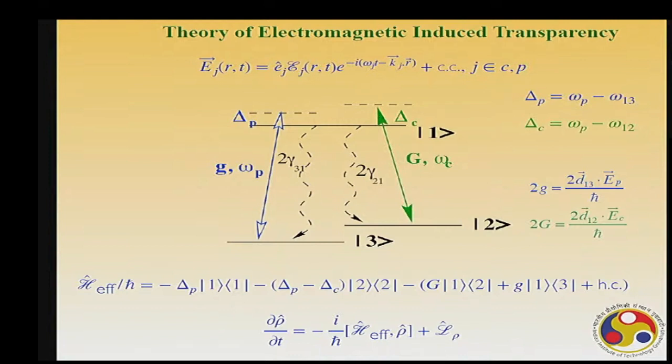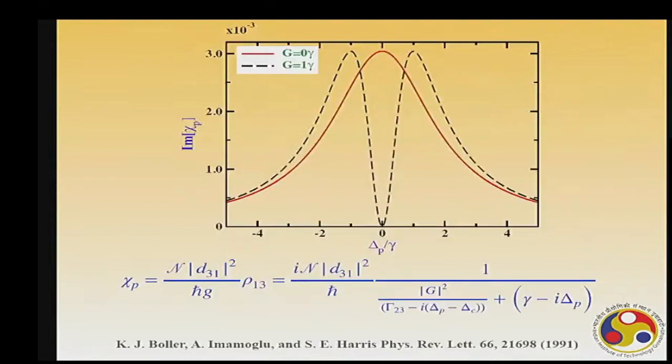You can see this susceptibility behavior: when the control field is not there, it behaves like a two-level system. But in the presence of the control field, you are going to get a transparency window associated with the peak. The nature of this denominator is going to tell you the width of this transparency window and the location of the peak, right? So this denominator is very important, because for the complex root, the real part of the denominator is going to give you the location of the peak, and the imaginary part of this denominator is going to give you the width of the transparency window.